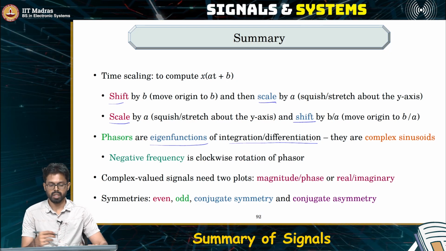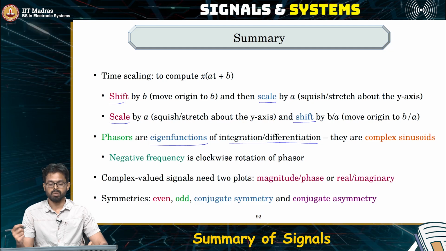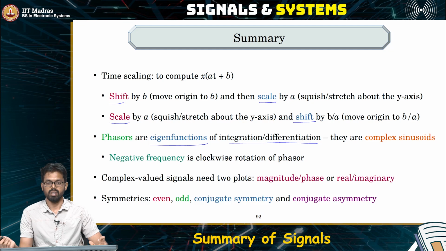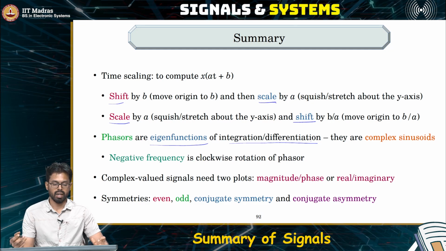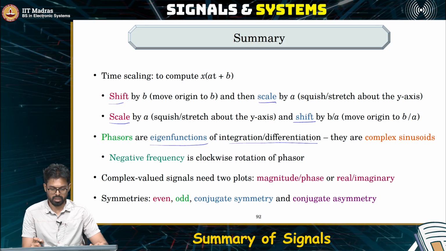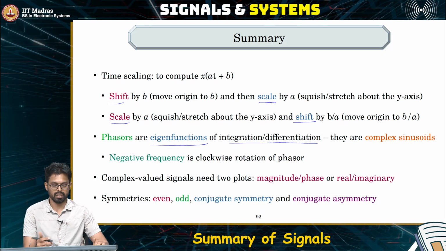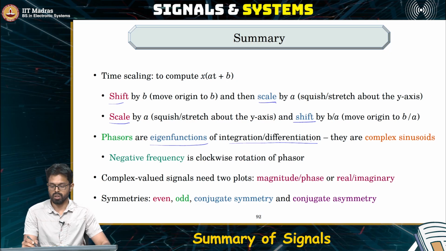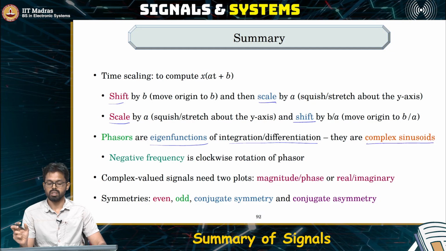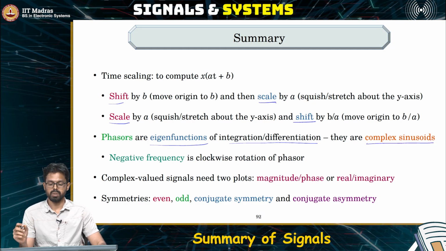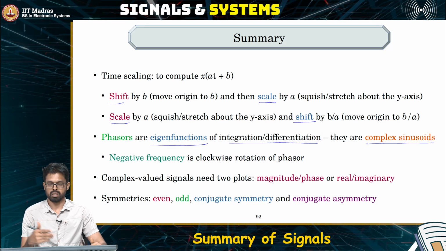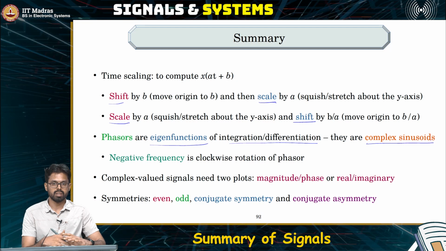That's what we saw earlier, right? So we need to see how these components affect our signals. In order to understand that, we use the eigenfunction of this integration differentiation operation. That helped us to simplify our analysis, and the eigenfunction simply turned out to be a phasor, which is a complex sinusoid. So this choice of signal helps us to easily compute whatever is going on inside a capacitor or an inductor. Otherwise, the analysis becomes too difficult.